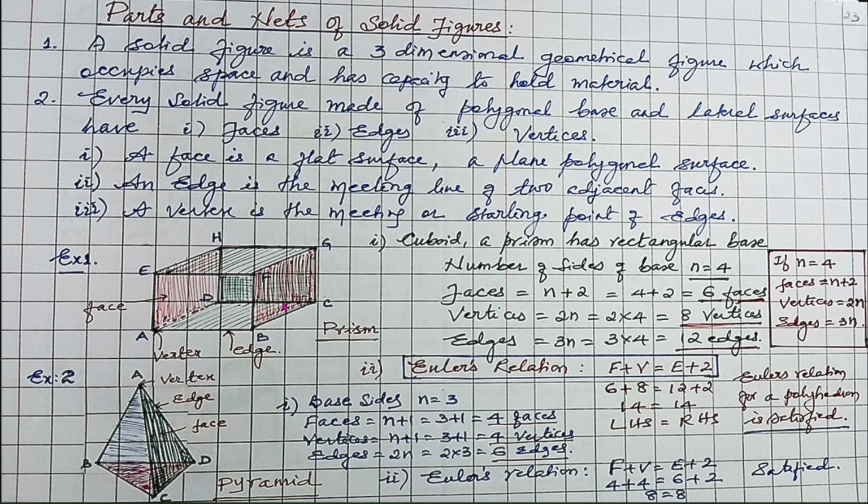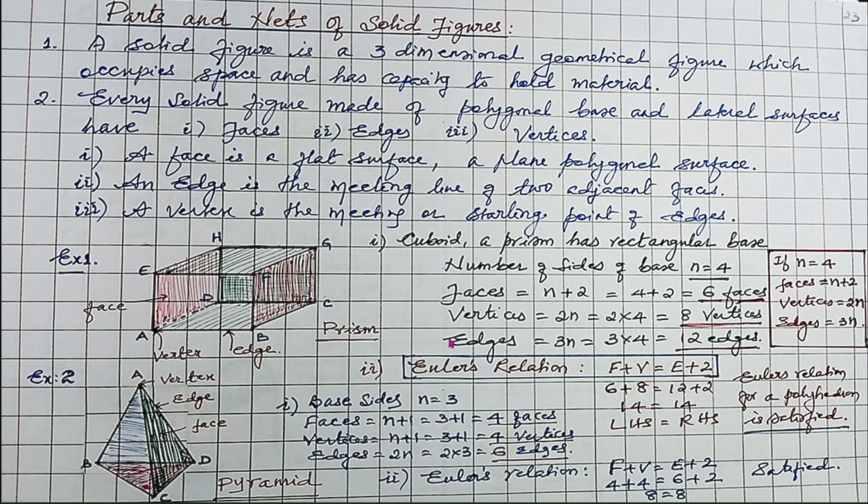Now, we have to understand there is a very important relation called Euler's relation. Euler's relation states that the number of faces added to the number of vertices of a solid figure or a polyhedron is equal to the number of edges plus 2. That means F plus V is equal to E plus 2 is Euler's relation, and we have to verify whether this Euler's relation is true for any polyhedron or any solid figure, or any prism.